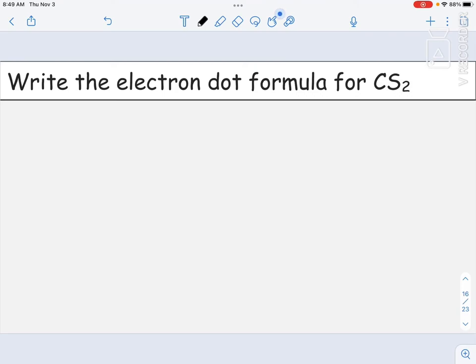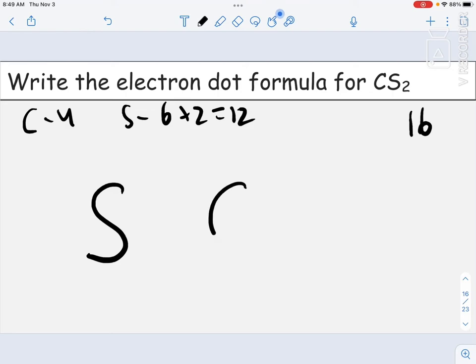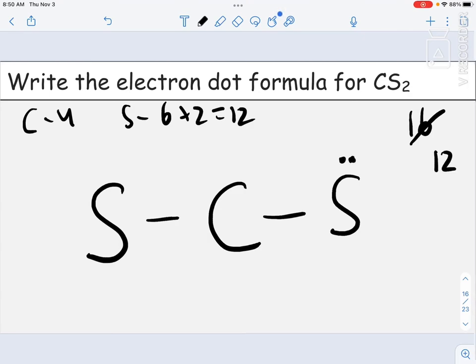Write the electron dot formula for carbon disulfide. Okay, carbon has 4 valence electrons, sulfur has 6. There's 2 of them for 12, so we have 16 valence electrons. Carbon always goes in the center, so you're going to have S, C, S. Go ahead and bond them. Those 2 bonds each took 2 valence electrons. So now we're left with 12, okay? So we're going to put those 12 valence electrons around the 2 sulfurs, and I'm left with 0.